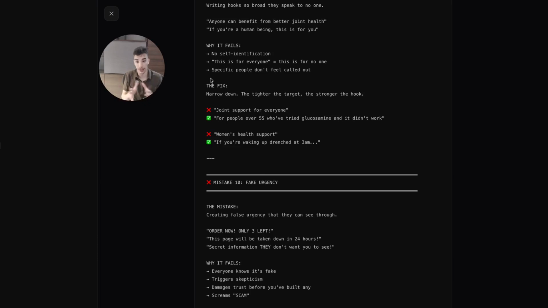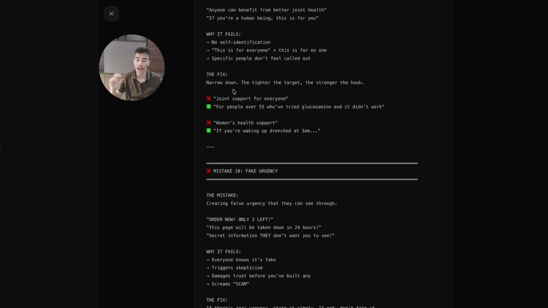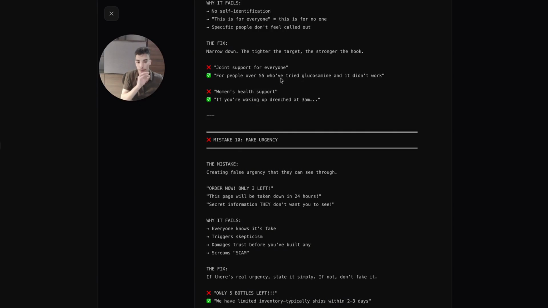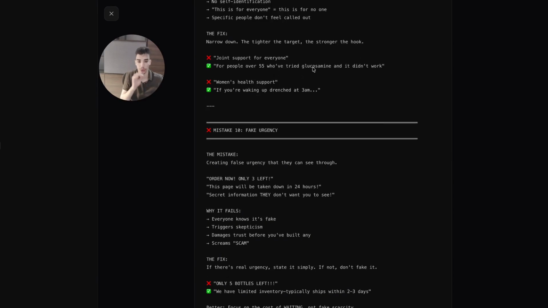So this is the paradox. If this is for everyone, it's basically for no one. Specific people don't feel called out. The fix: narrow down, tighten up the target, the stronger the hook. Instead of joint support for everyone: for people over 55 who tried glucosamine and it didn't work, here is what's actually going to work for you.